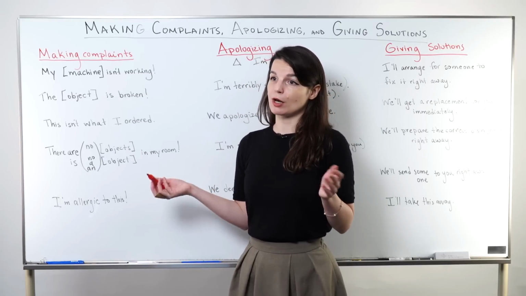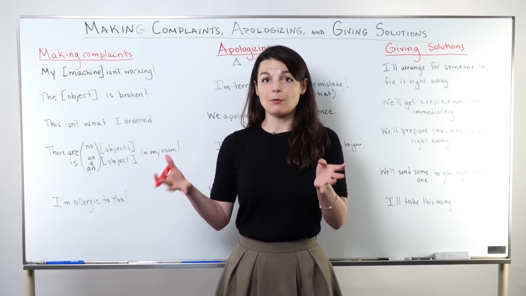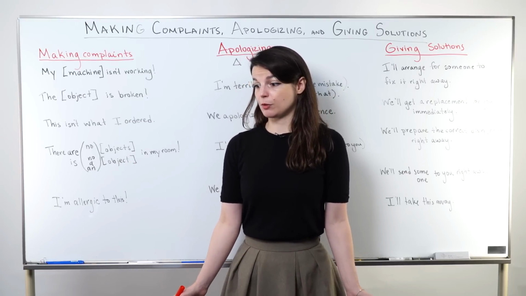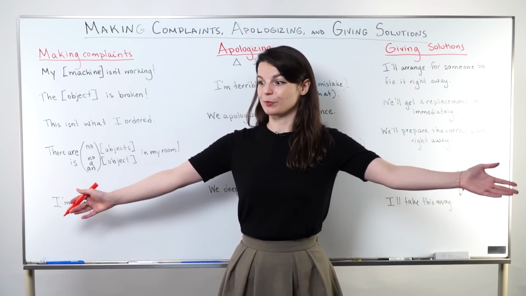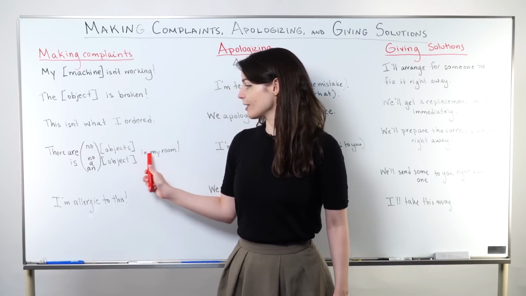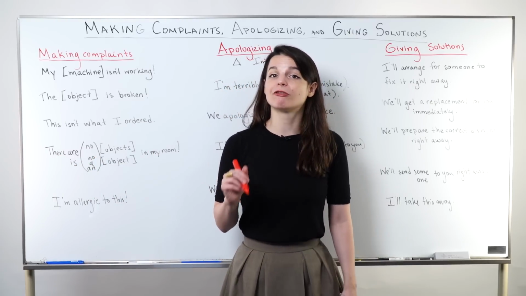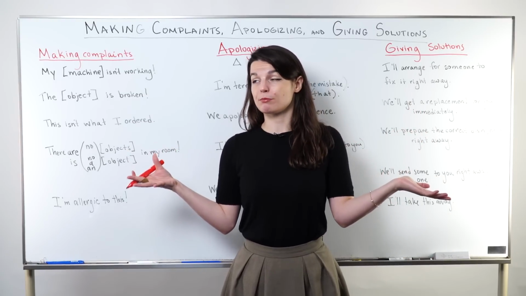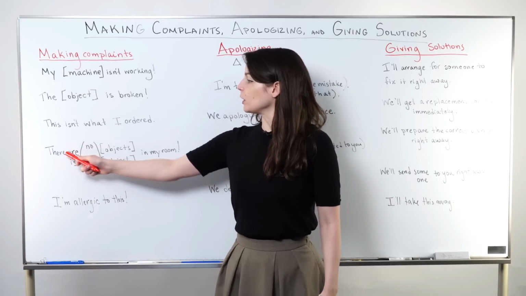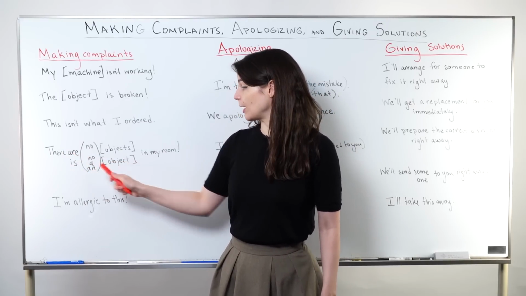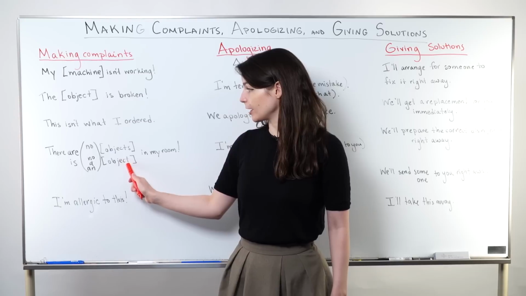If, however, I want to use the singular form of something, maybe if I expect there should be a refrigerator in my room, but there's not, I could say, "There is no refrigerator in my room," or "There's no air conditioner in my room." I expected it, but it's not here. So we use this singular pattern with "is." So "is" matches with a singular object.